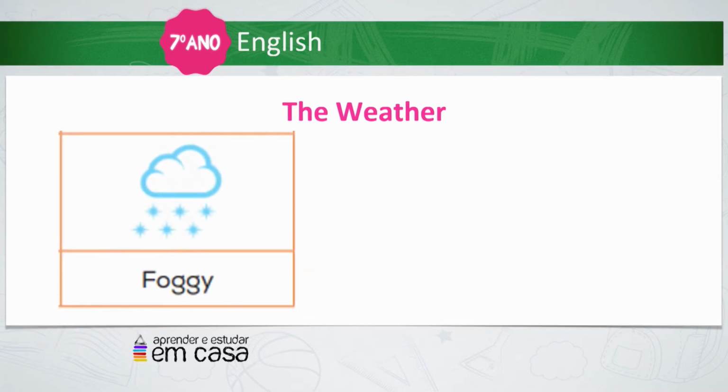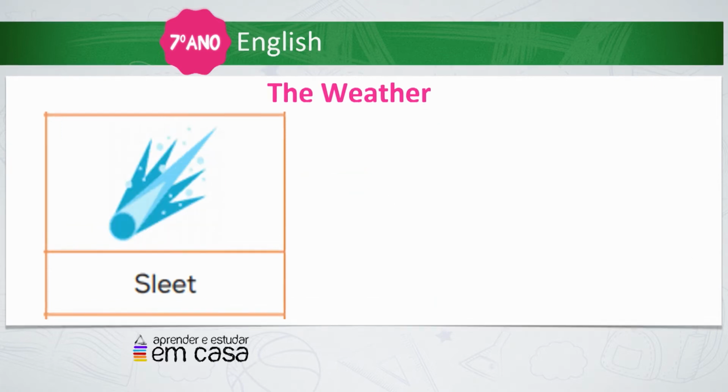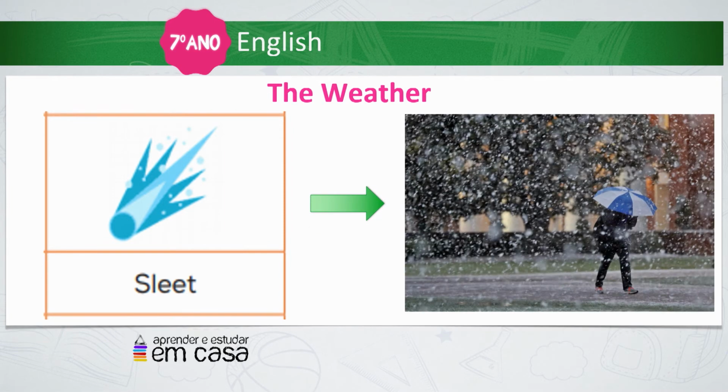Let's see more. Foggy. When the weather is foggy, we say in English, today the weather is foggy. Can you repeat? Foggy. Great. Also, as you can see in the picture, the example of foggy. Also, we say the weather is sleet, as you can identify in the picture. Can you repeat? Sleet. Great.